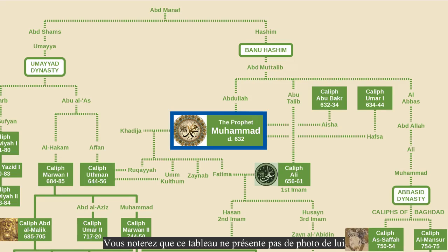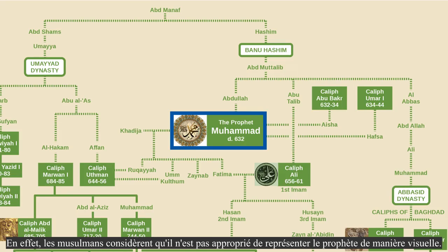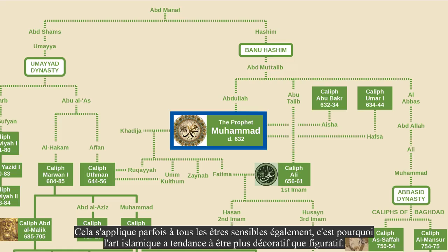You'll note that this chart does not show a picture of him, but instead shows his name artistically drawn using calligraphy. This is because Muslims consider it inappropriate to depict the Prophet in a visual way. This sometimes applies to all sentient beings as well, which is why Islamic art tends to be more decorative than figurative.